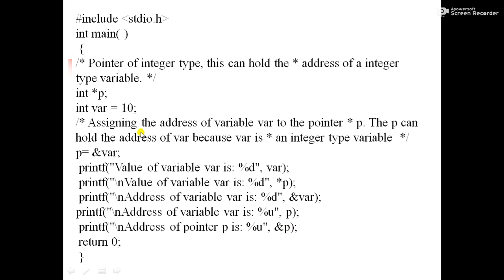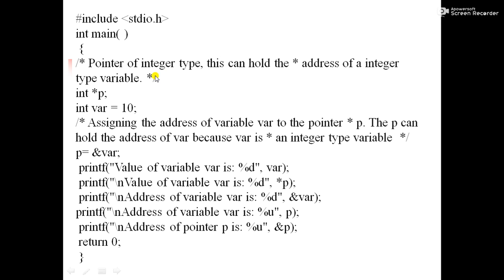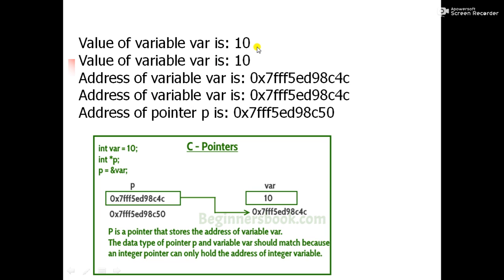See the output of this particular program here, as the value 10 is stored in that particular variable. So 10, 10, and then the addresses by using var, by using p, and the address of the pointer variable. So in this way, two variables are there, a simple variable and a pointer variable, and by using them we have printed the values and addresses of those variables.